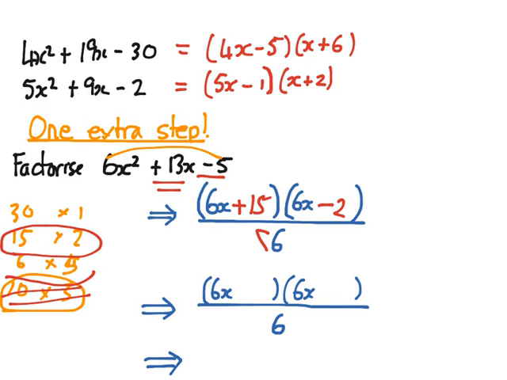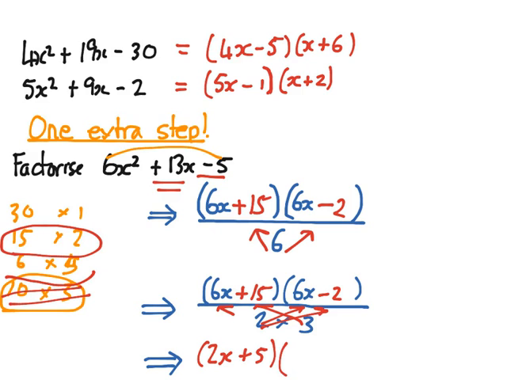Now 6 won't fit into both of these, or either of them, so we need to take this 6 here and change it into 2 times 3. So we've ended up at the top with x plus 15, x minus 2. 3 will fit into both of those brackets, so that will give us 2x plus 5, and the 2 will cancel into both of those, which will give us 3x minus 1. There's the last step to help you understand quadratics.